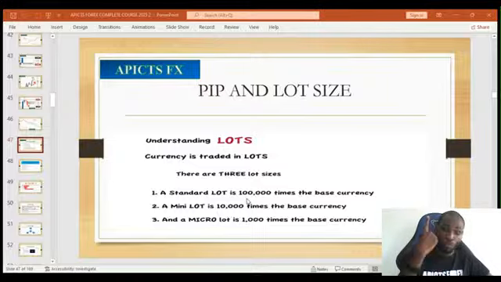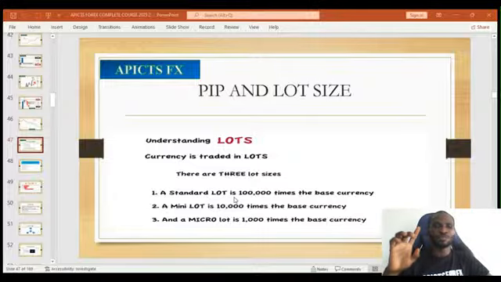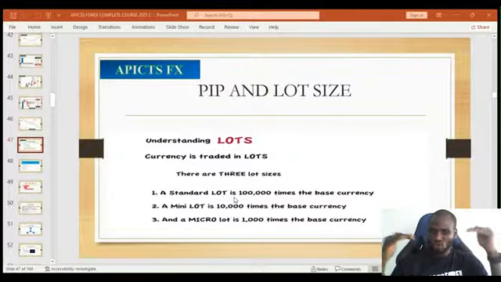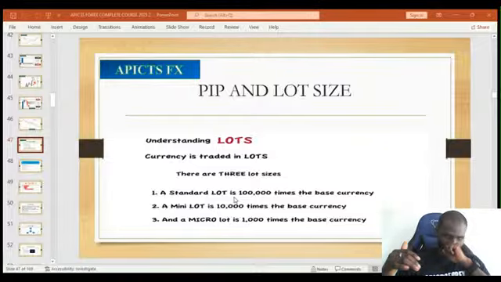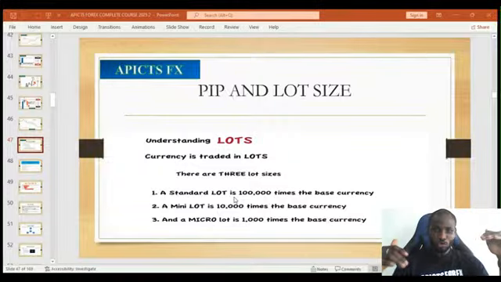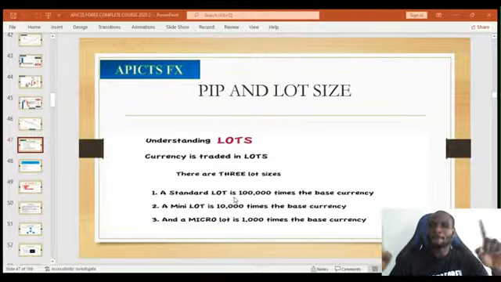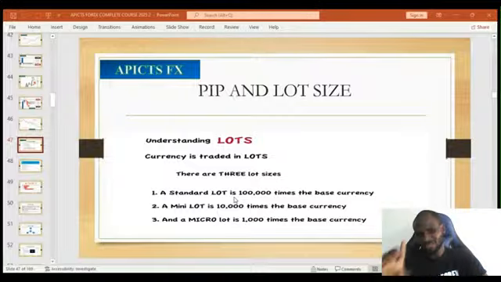Standard lot is 1. If mini lot is 0.1, that means per pip movement in mini lot will be $1. Because for standard lot it is $10, so for mini lot it is 0.1 of that, divided by 10. So per pip movement in micro lot will be $0.10.